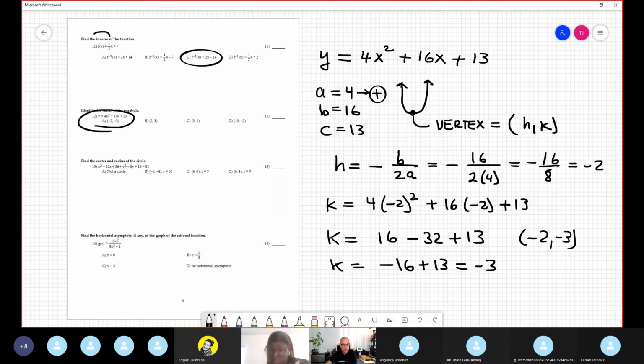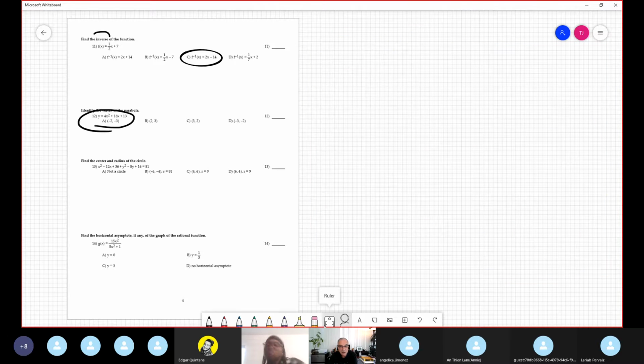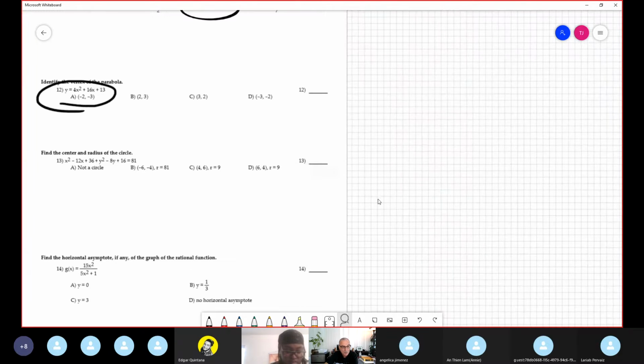Okay, let's move on to 13. 13 is super easy, because it's the circle formula equation. However, remember the idea is completing the square, but the completed square in this case is given.